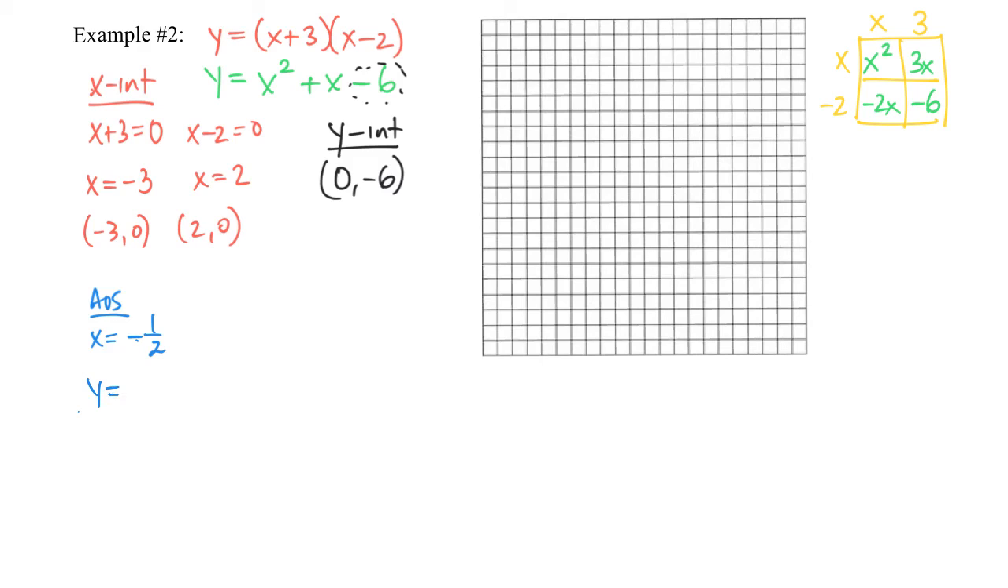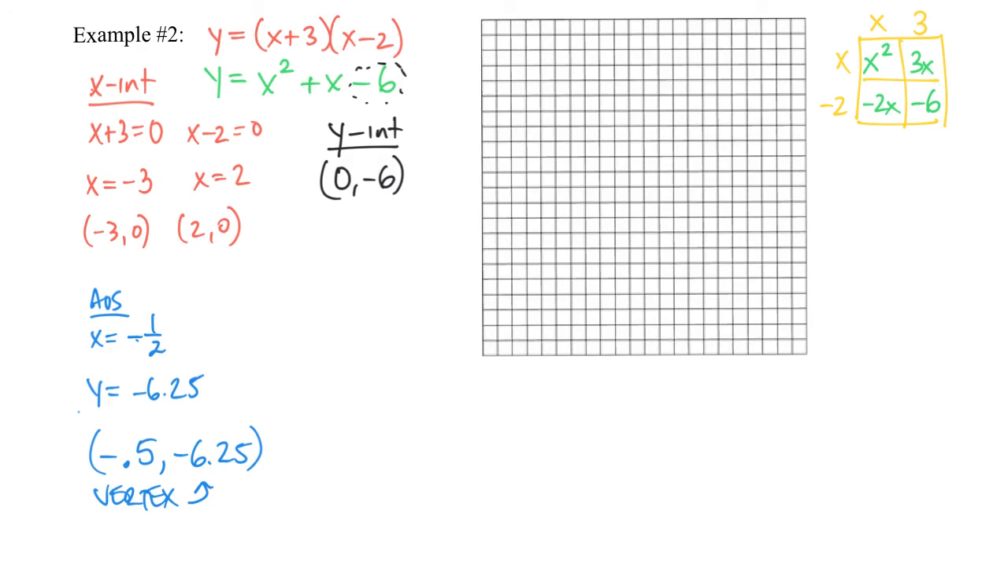of -6.25, which means my vertex is at -0.5, comma, -6.25. And yes, decimals happen with parabolas, and you need to just estimate that and graph it. Okay, we have a vertex now, we have x-intercepts, we have a y-intercept, we have enough to graph.